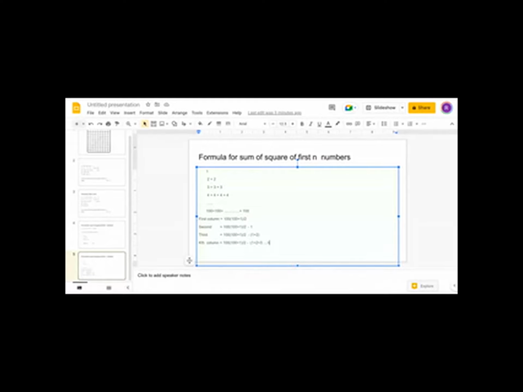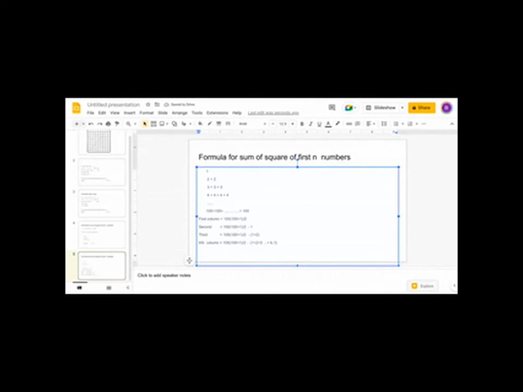1 plus 2 plus 3 till? Should I remove till k? What will be the last number that I should be removing? k minus 1. Yeah, k exactly, minus 1. Removing up to k minus 1. Yes, so the kth column is this.